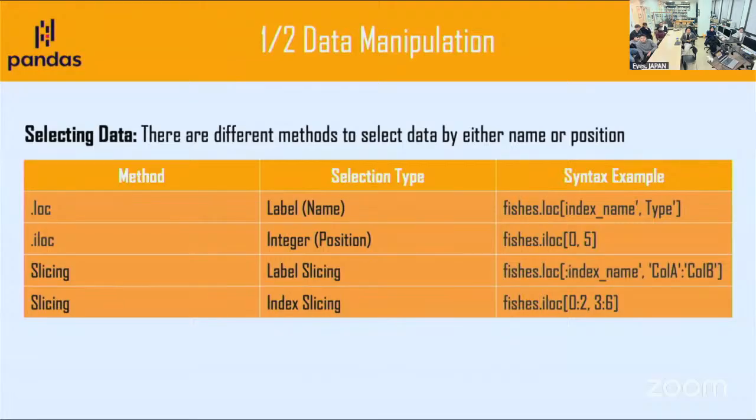You have iloc. So I want the zero column, and I also assume the fifth index, so you will have this data too. You can do slicing. For the index name, I want this data, and you can do the same with iloc, with indexes.